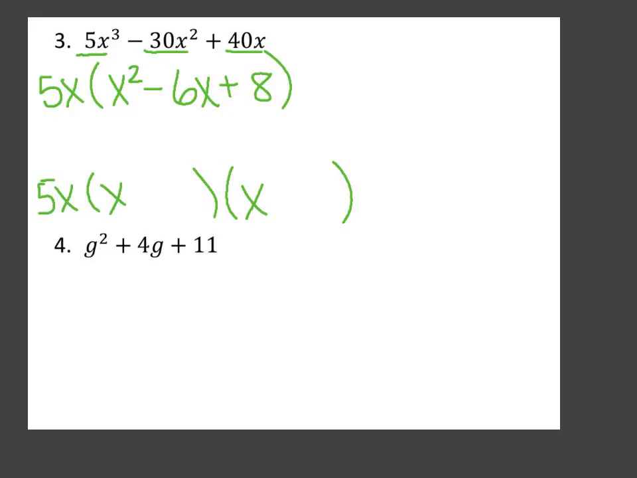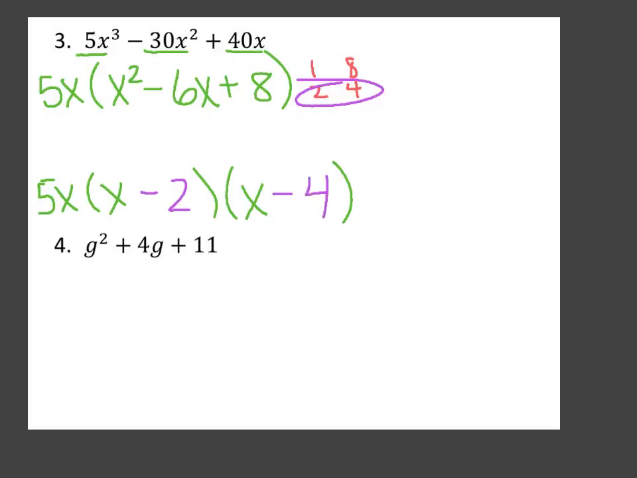So make a list of all the factors of 8. So 1 times 8 or 2 times 4. That was a short list. Now I have to figure out what pairs are going to add up or subtract to make a negative 6. Well, a 2 and a 4, I could make that negative 6. Like if I had a negative 2 and a negative 4, that would get me to negative 6.